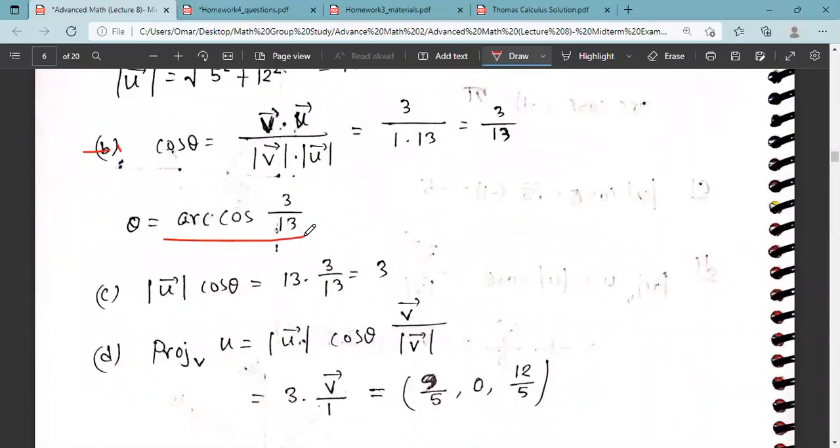So we get cosine of 3 by 13. This value is very hard to calculate. You can find it using a calculator, but manually I don't know how to calculate it, because I don't know the value of cosine of 3 by 13. Use your calculator. Maybe that is going to be 76.5, something like 76 degrees.